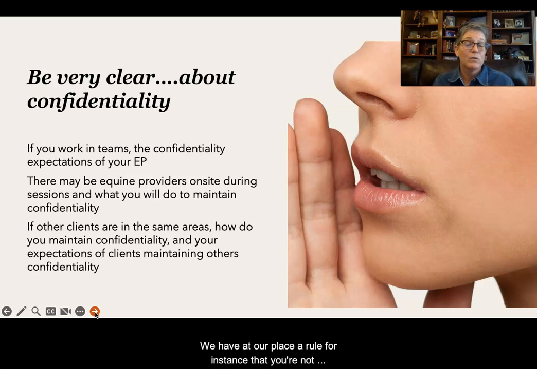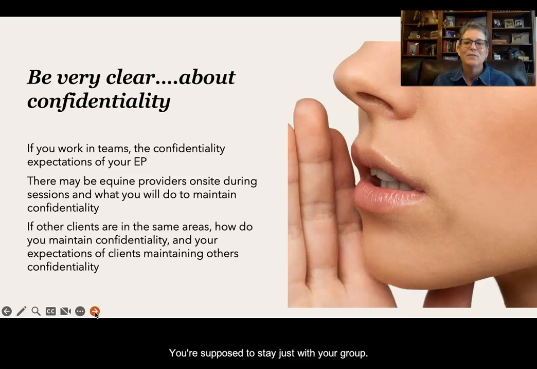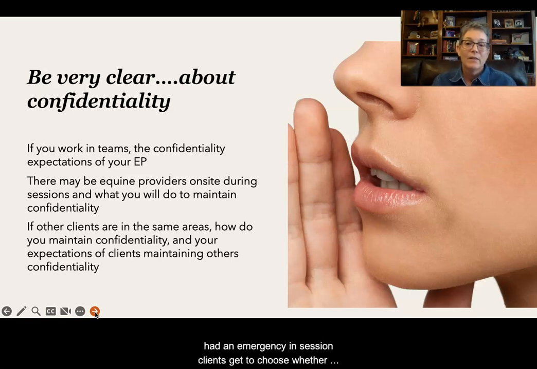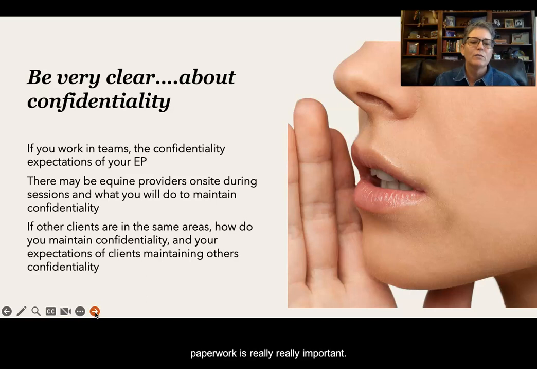We have at our place a rule, for instance, that you're not allowed to walk up to another group of people because you don't know why they're there. You're supposed to stay just with your group. And so we talk about that. If the vet is there, let's say we had an emergency in session, clients get to choose whether they want to stay or not. Sometimes clients stay and they want to help their horse through this difficult thing. And so we want the clients to understand, if they choose that, their confidentiality is then broken because the person may assume that they are a client. And so thinking through those things, talking to clients about them, having them in your paperwork is really, really important.